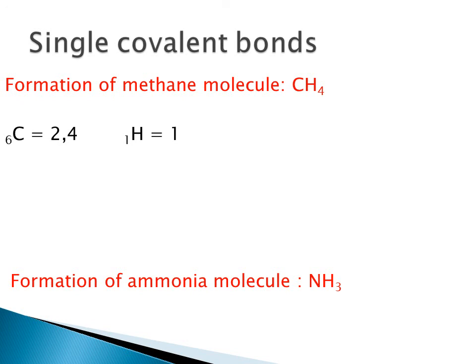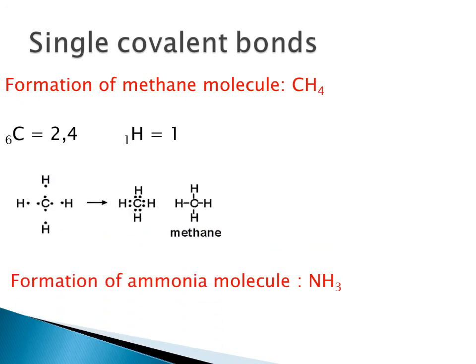Then hydrogen. Its atomic number is 1. Configuration is 1. That means it has 1 electron in its first shell. It also requires 1 electron to get stability. So as we have discussed earlier, both these are non-metals. Both of them need electrons to attain a stable state configuration. So when these atoms come together, a covalent bond will be formed. Let us see how it works.